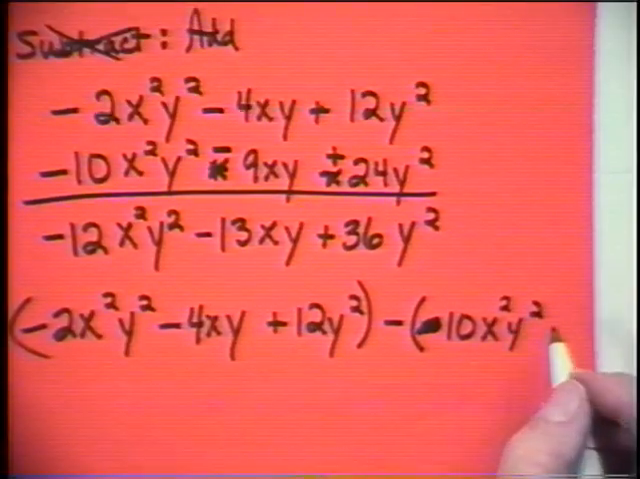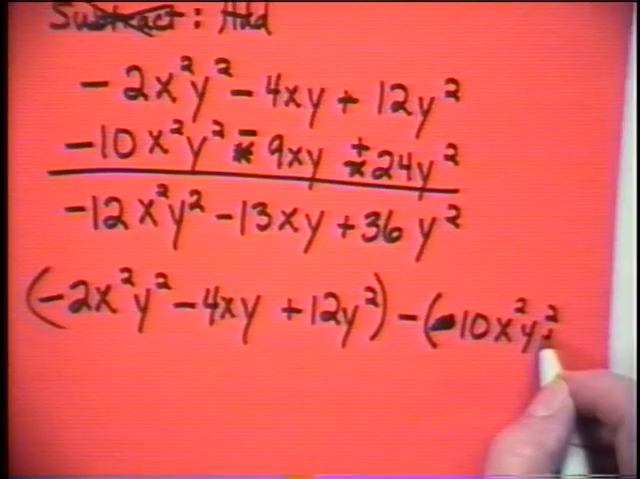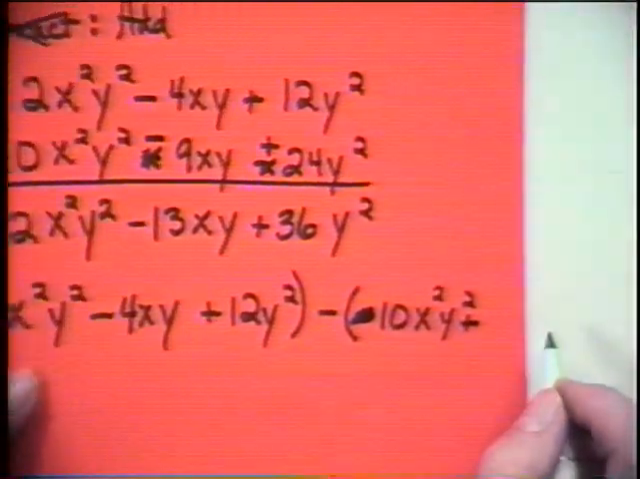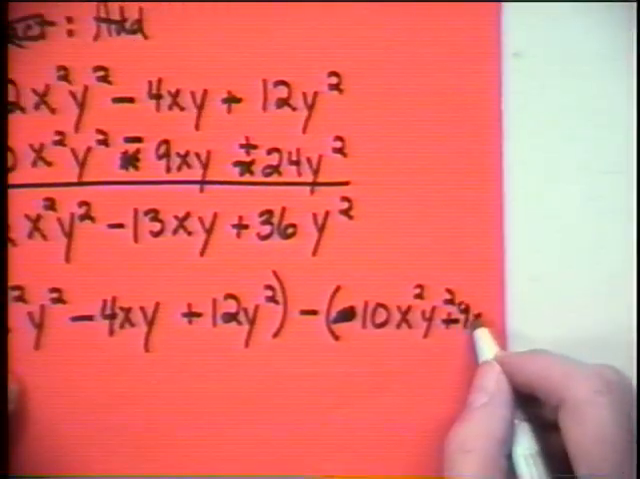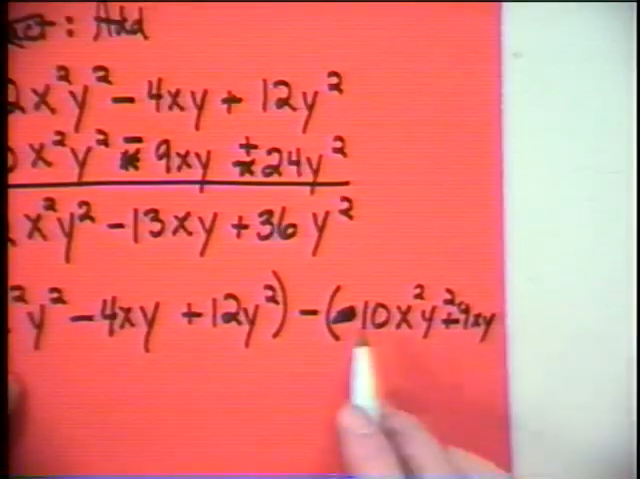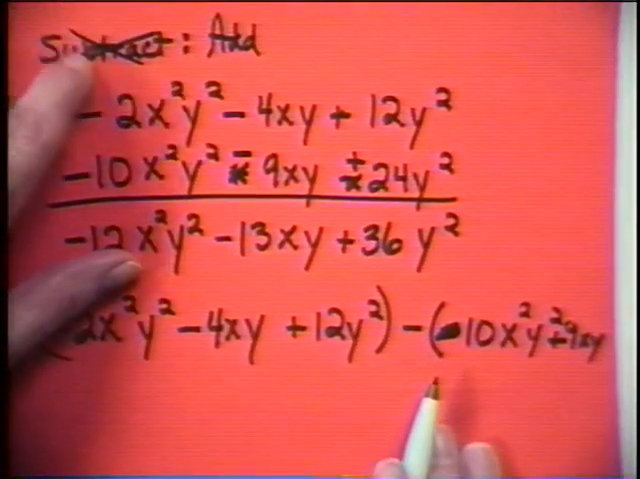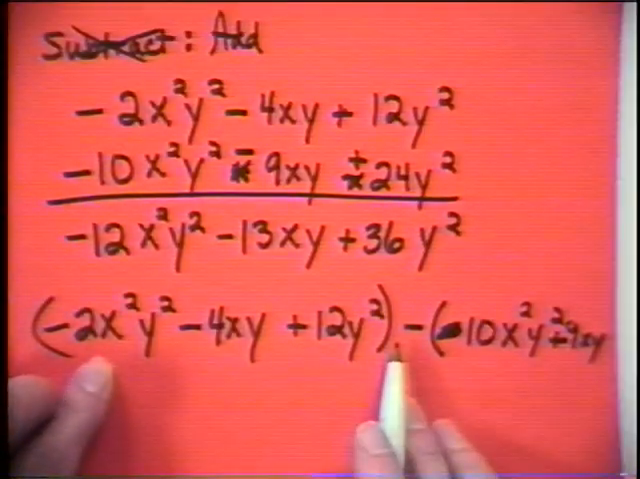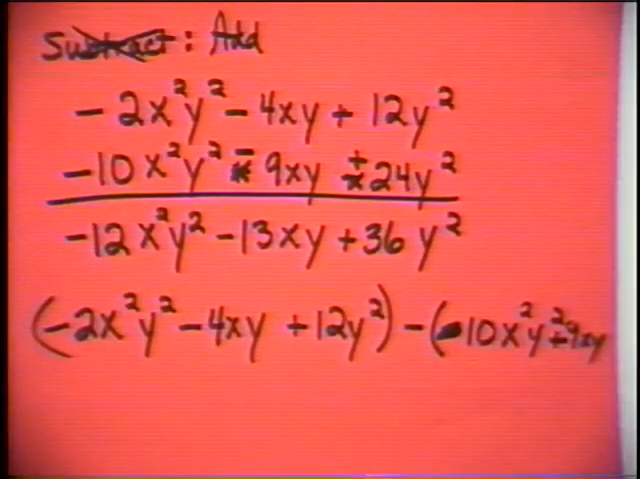So if it's add, you leave the second line alone. If it's subtract, you change the signs of everything in the second line. Okay? So it means the same thing when it's written like this. It's the same as doing it when it's written like that. Okay?